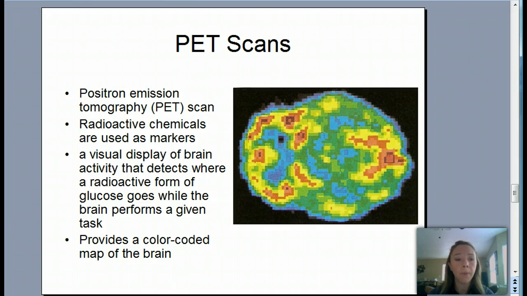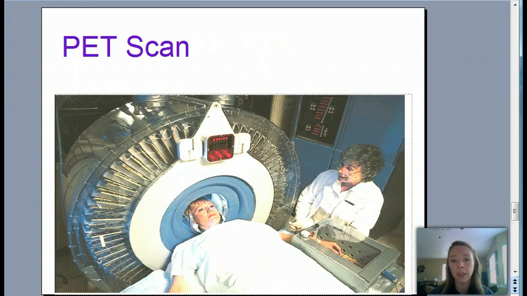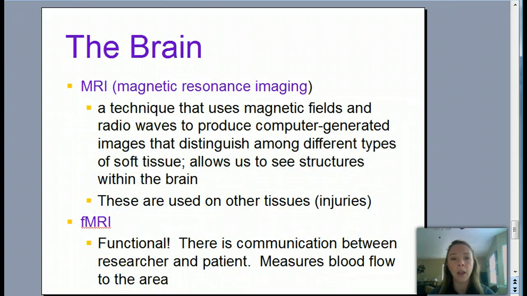Okay, this is done in a bigger machine, looks like this. You might have seen something like this on a movie or Grey's Anatomy or something like that. But you're looking at a PET scan here, so it's actually measuring radioactive forms of glucose. All right, and then the last 2 we're going to talk about are an MRI and an fMRI.